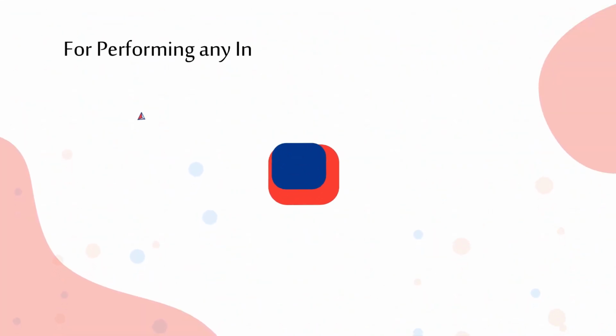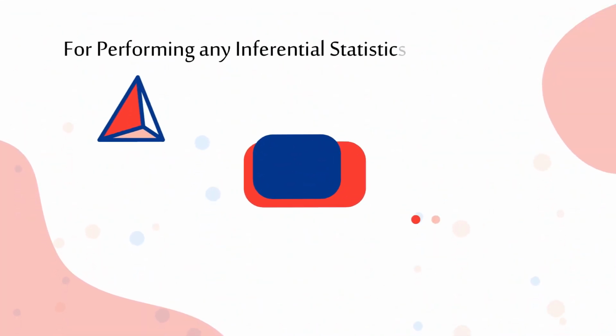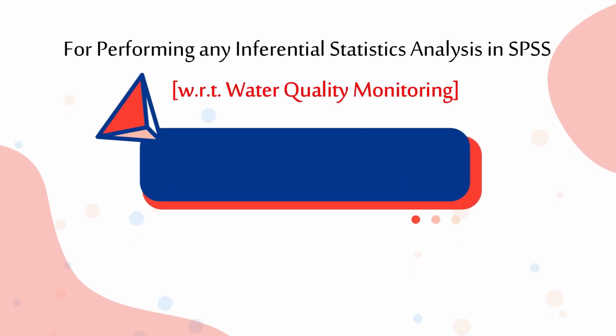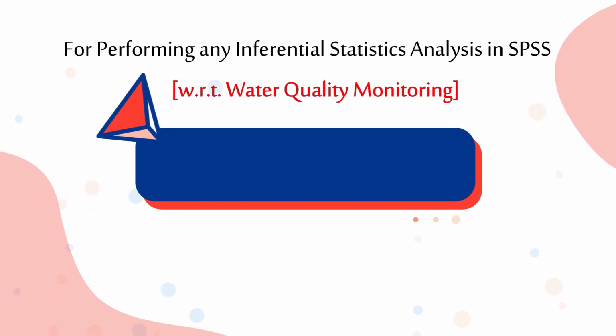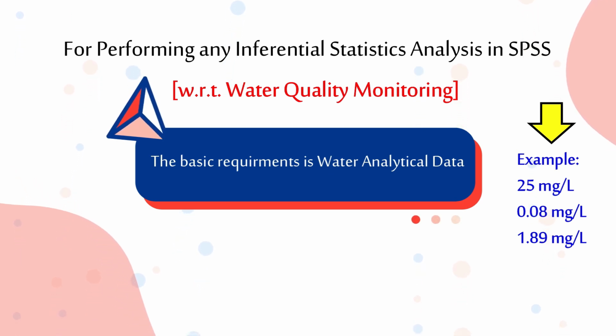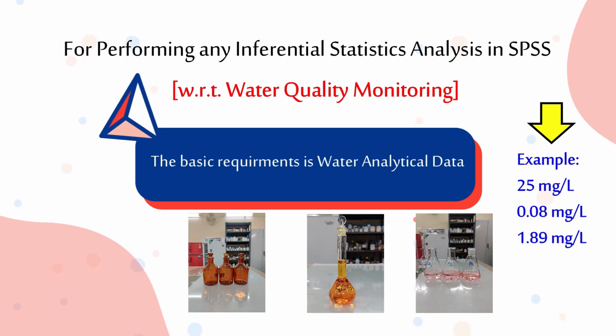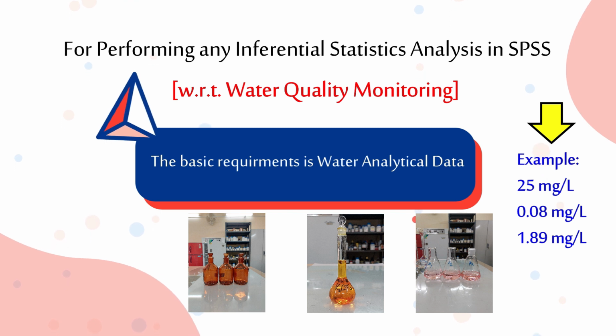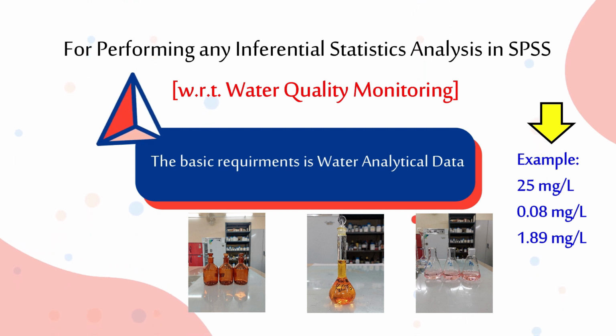Now, for the researcher to be able to perform any inferential statistical analysis in SPSS, the basic and first requirement is the water quality analytical data. That is the data which was obtained after the water samples have been analyzed in the laboratory.